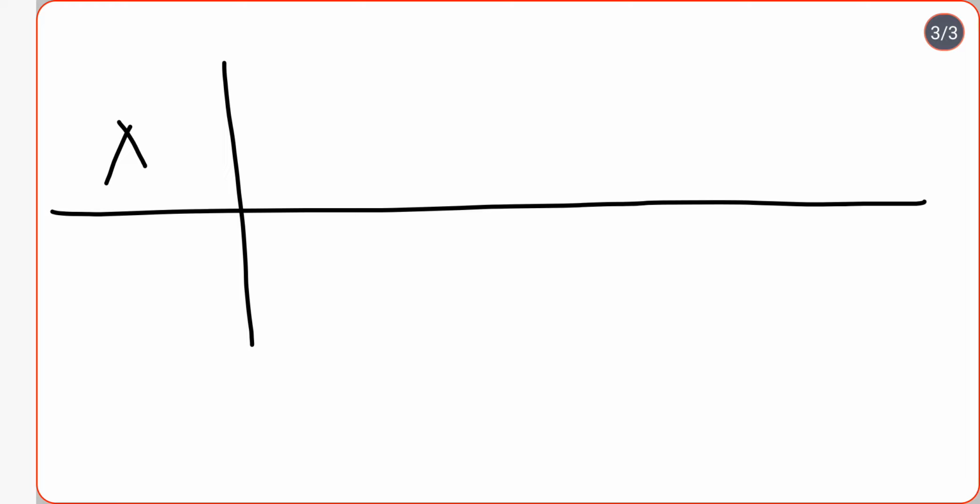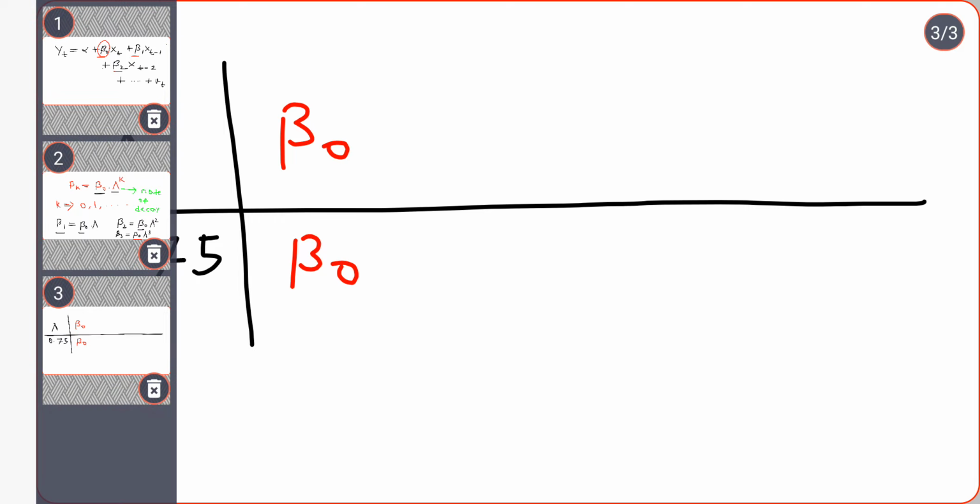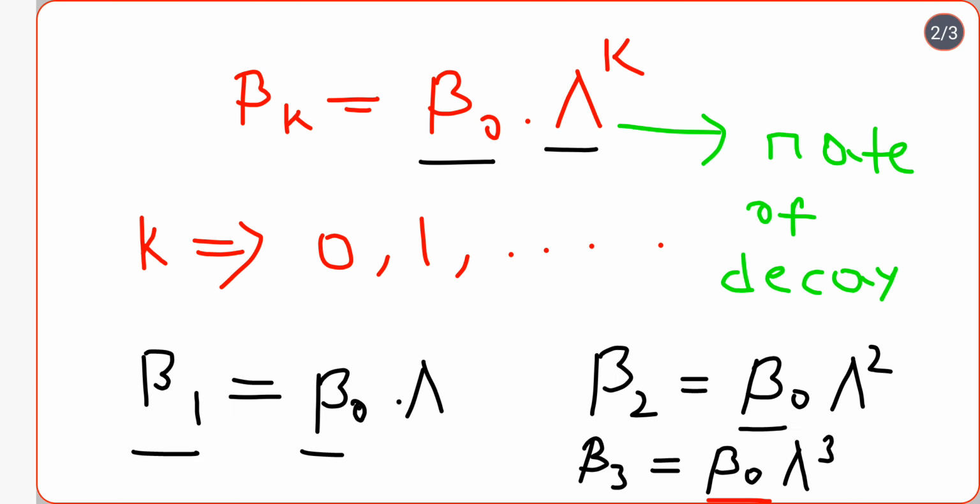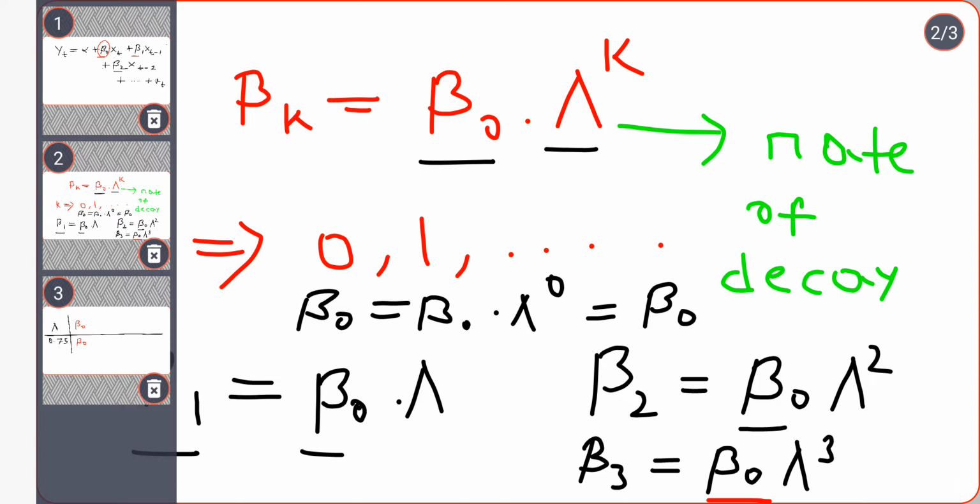Suppose the value of lambda is closer to 1. Suppose lambda is 0.75, right? Then what will be beta 0? Beta 0 doesn't have any lambda assigned to it, so beta 0 will be beta 0. If you put 0 in place of k, it is beta 0 into lambda to the power 0, and something to the power 0 is 1, so beta 0 is beta 0, not depending upon lambda.